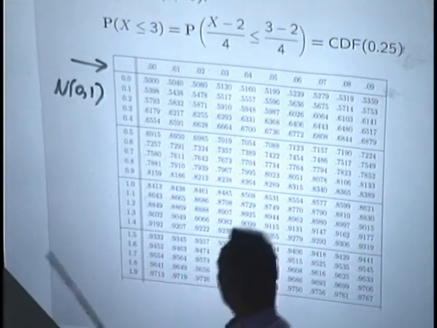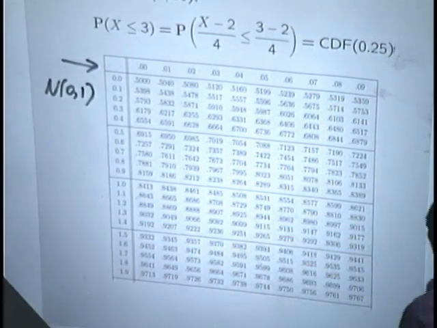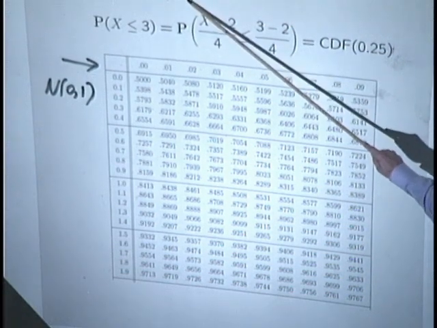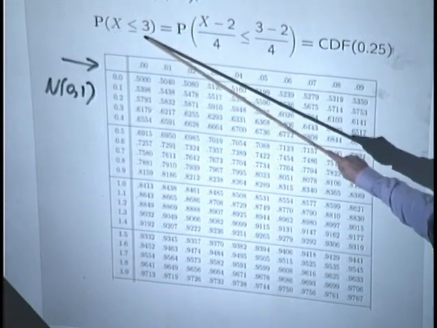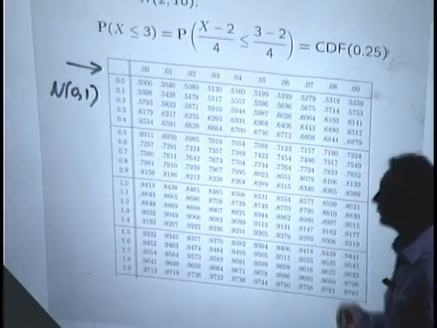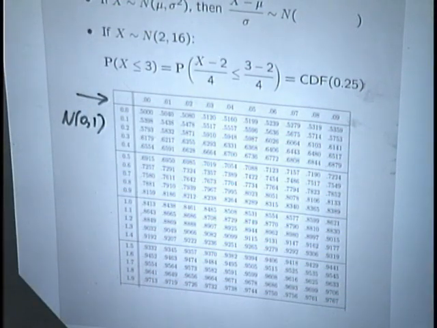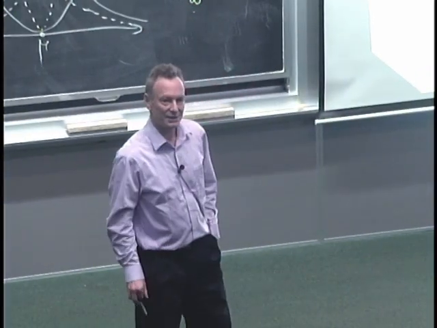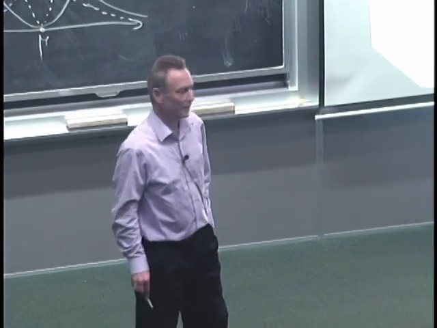But someone, let's say, gives us some other numbers and tells us we're dealing with a normal with a certain mean and a certain variance, and we want to calculate the probability that the value of that random variable is less than or equal to 3. How are we going to do it? Well, there's a standard trick, which is so-called standardizing a random variable.